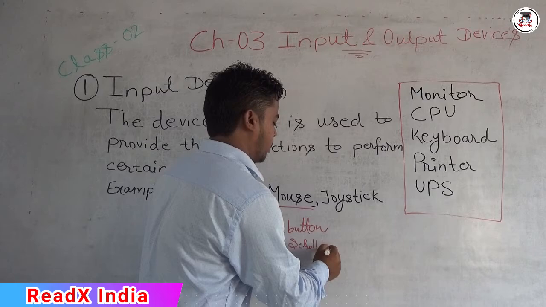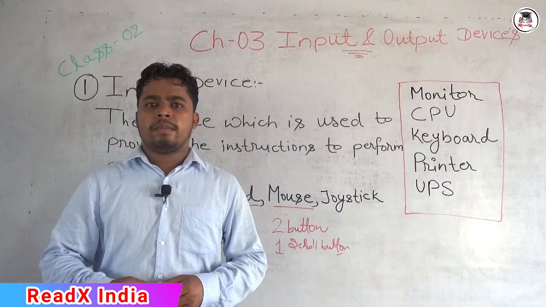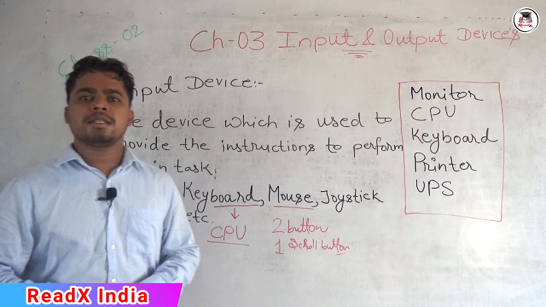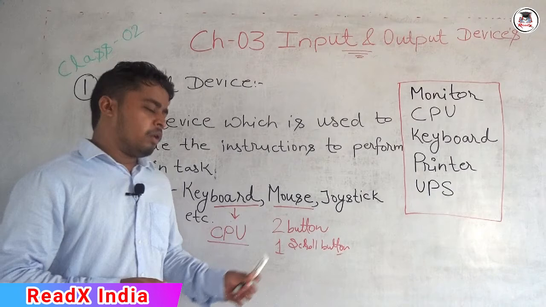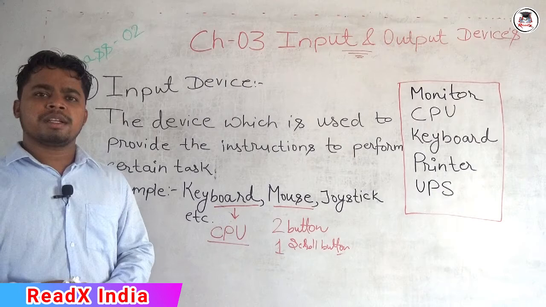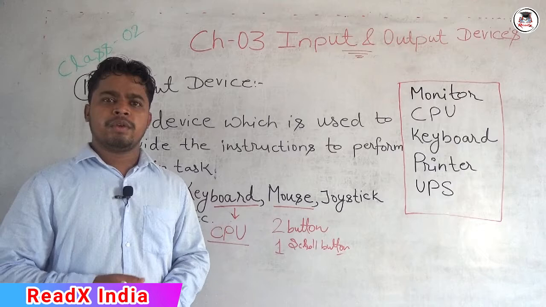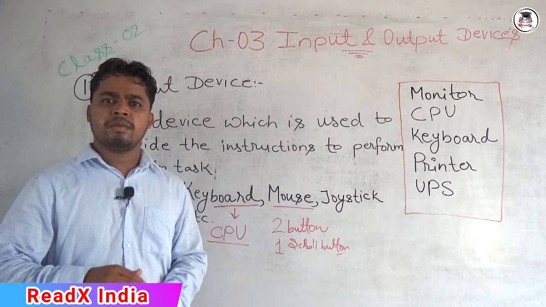So basically, what are the things we used to do? We used to press the left button and right button of a mouse. So that is a click. What kind of click will be there? There can be two types of click in a mouse, that is single click or double click. Single click means when we press the button of a mouse a single time. And double click means when we press the mouse button twice simultaneously, very quickly. So that is known as a double click.